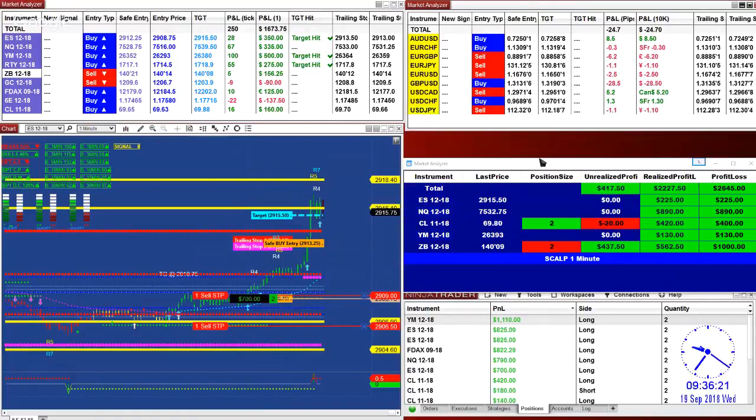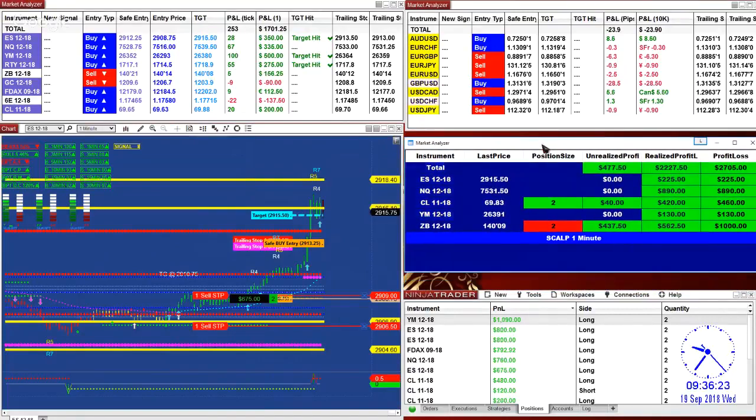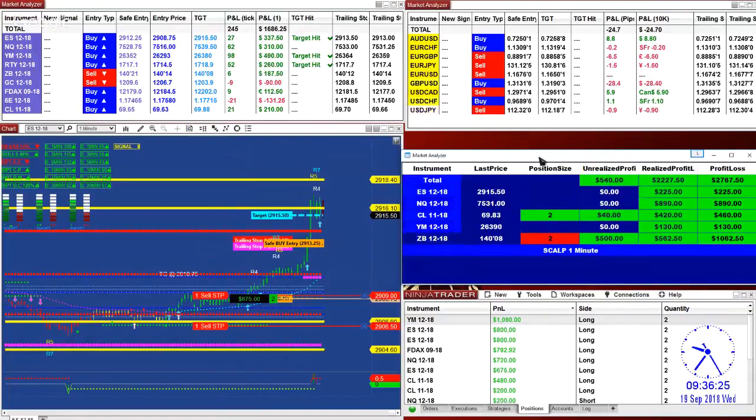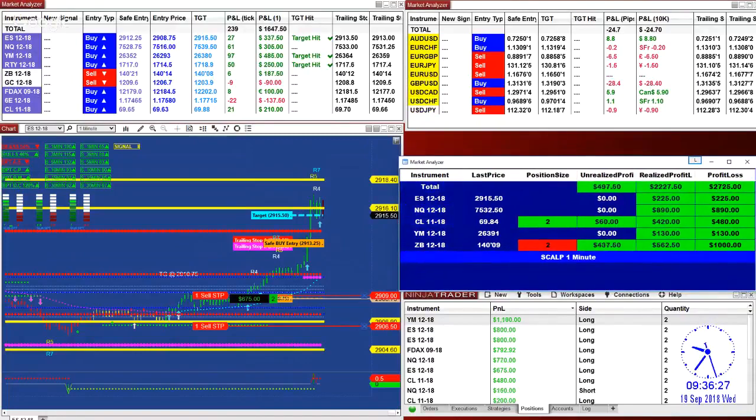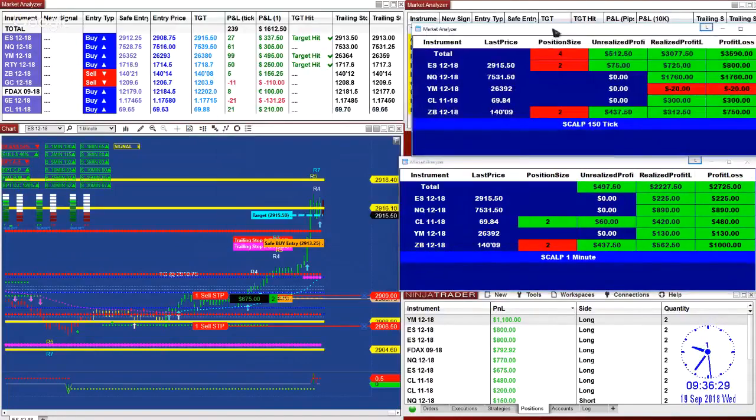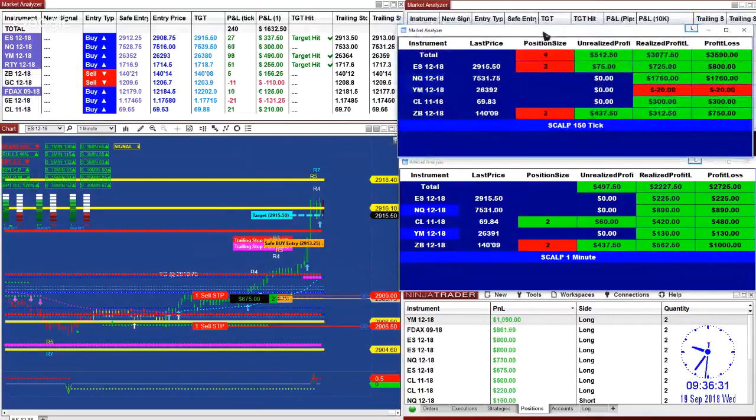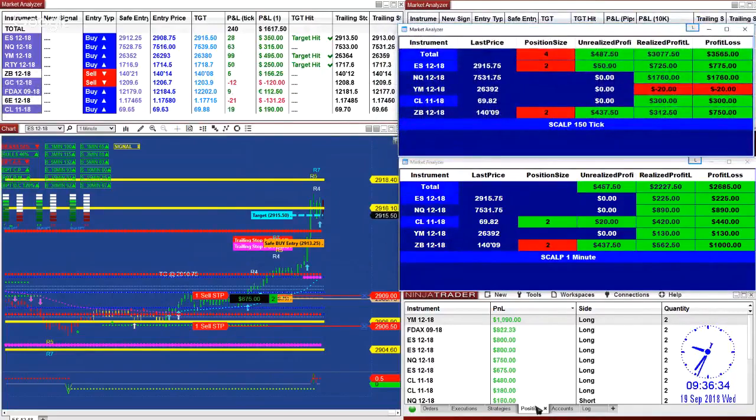The blue market analyzer here is the scalper, and we use two different scalpers. We use a 1 minute and a 150 ticks scalper, and this is your 1 minute and your 150 ticks scalper. At the bottom here, we do have the swing trading, and I will be showing you some of the swing trading here.